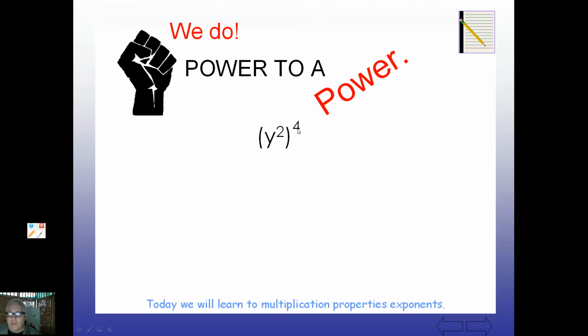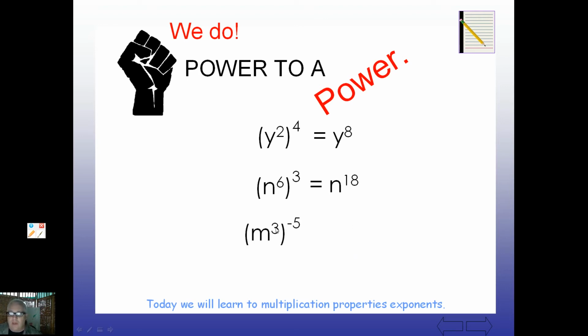y to the 2nd raised to the 4th. Well, let's see. We've got y to the 2nd 4 times. But what if we just multiply these two? What's 2 times 4? 8. So how about y to the 8th? How about this one? n to the 6th cubed. Well, let's see. I've got n to the 6th as the base 3 times. n to the 6th, n to the 6th, n to the 6th. You could break all those down into little n's and add them all up. Or you could just simply multiply. 6 times 3 is 18.